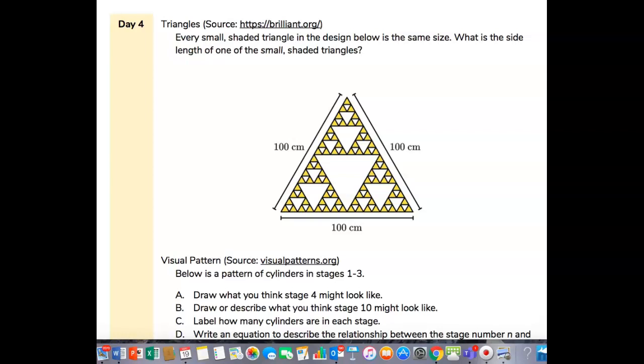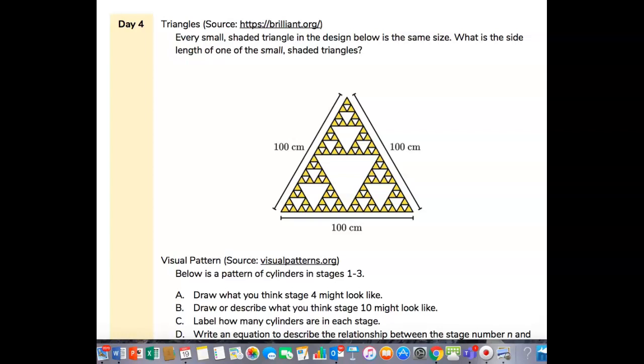And the first one says triangles. Every small shaded triangle in the design below is the same size. What is the side length of one of the small shaded triangles?